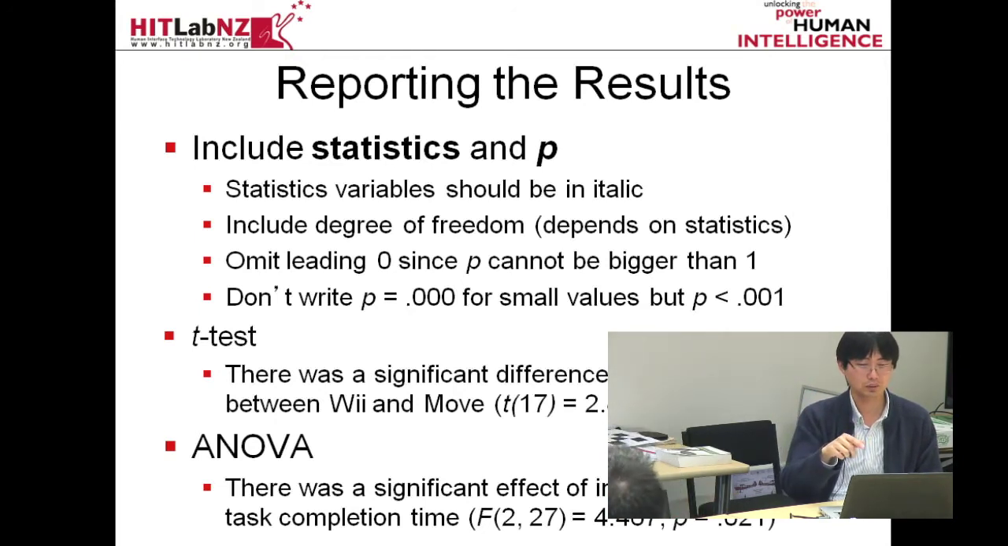And usually the statistics tools print out this degree of freedom value. You can just copy that value. But again, just be mindful that there is a number called degree of freedom, depending on the statistics tools you use, and you have to report that one as well. So for instance, in the t-test here, this 17 is the degree of freedom, which is, in this case, the number of participants minus 1 for the t-test.